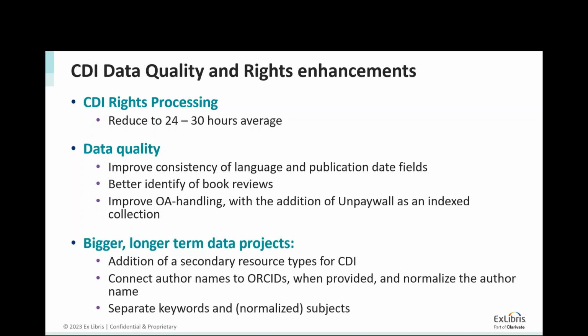Then another of the bigger data projects is to separate keywords and normalized subjects, basically subject headings that come from ontologies or from controlled vocabularies. At the moment, we have one subject field in CDI. Anything, keywords, subjects, etc., is being put into that field. So we're going to separate this. So you have a keyword field, which continues to have all the things that we cannot map to subject headings. And then we're going to create one subject field, which is also going to be used by the facets. And that contains everything that we can map against vocabularies.